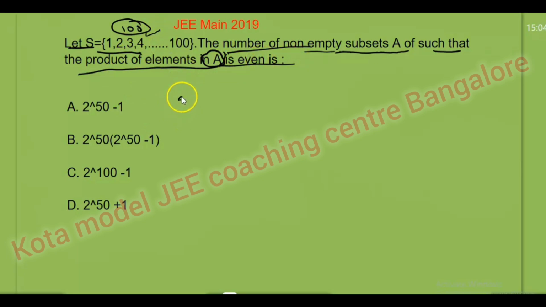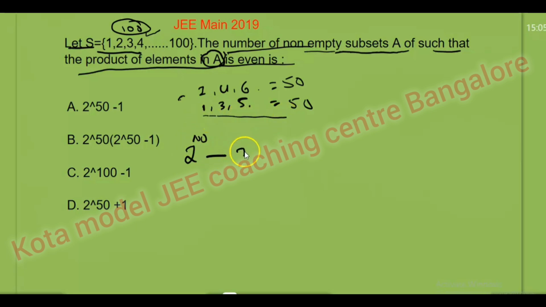Then the even numbers are 2, 4, 6, and the odd numbers are 1, 3, 5 like that. Totally 50 even numbers and 50 odd numbers are there. Then the total number of subsets is 2 to the power 100, minus the odd number subsets, 2 to the power 50. This type of option is not there in any of the choices.